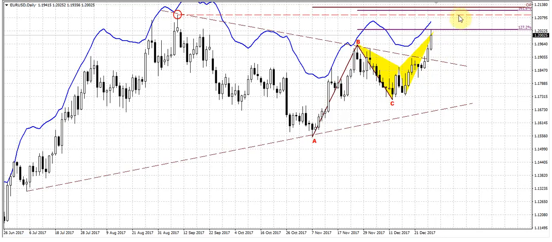This level is very important for two reasons. First of all, because it's a target, right? So this will be the AB equals CD target, the destination point. Also, this will be the 1.618 extension of the butterfly. So here the butterfly also will be completed. Previous tops also stand in this area.